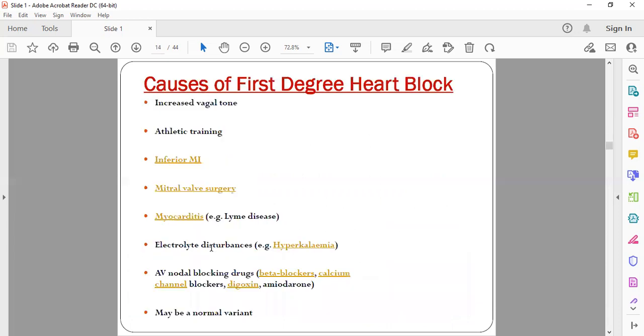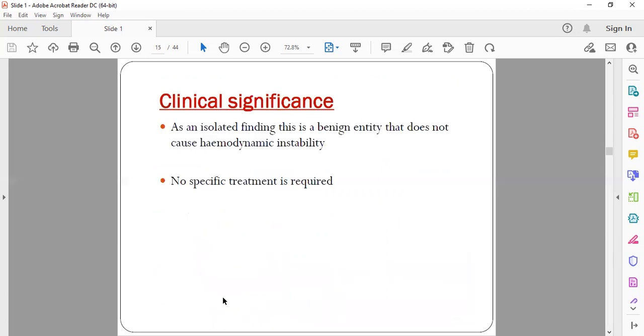The causes of first degree heart block are similar to that of the Wenckebach phenomena, that is increased vagal tone, athletes, inferior wall MI, electrolyte disturbances, and drugs causing that. Clinical significance again, it has very limited hemodynamic instability, and is usually a good heart block. That is, it responds to treatment very well. If you find the cause and treat the cause, it will revert to normal rhythm, and no specific treatment is usually required.